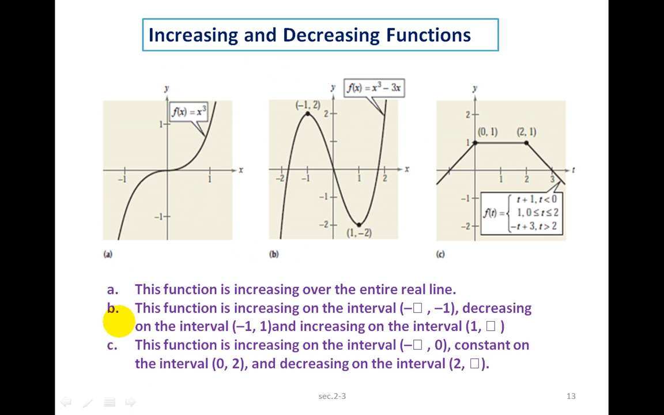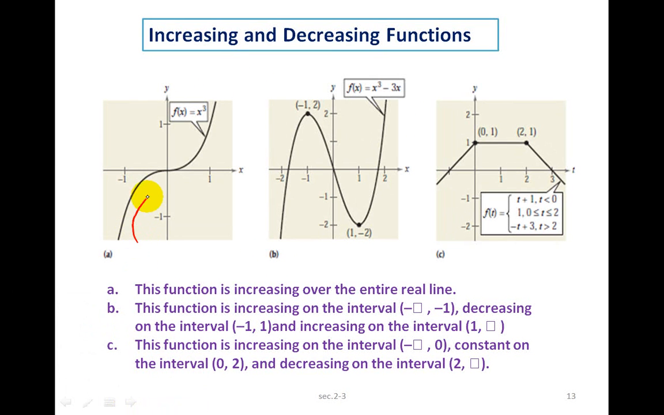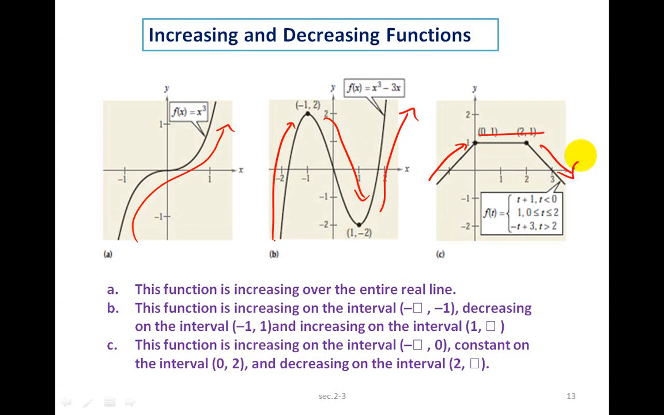So for this example a, this function is increasing over the entire real line, because here you can see it's going up and up, so it's just what? Increasing. And for question number B, here it's what? Increasing, decreasing, and then again increasing. This will be increasing, constant, decreasing. So it's obvious. It's clear, I hope.